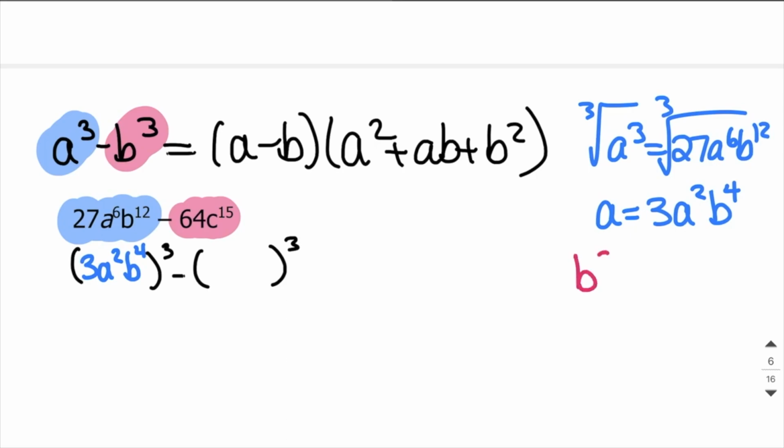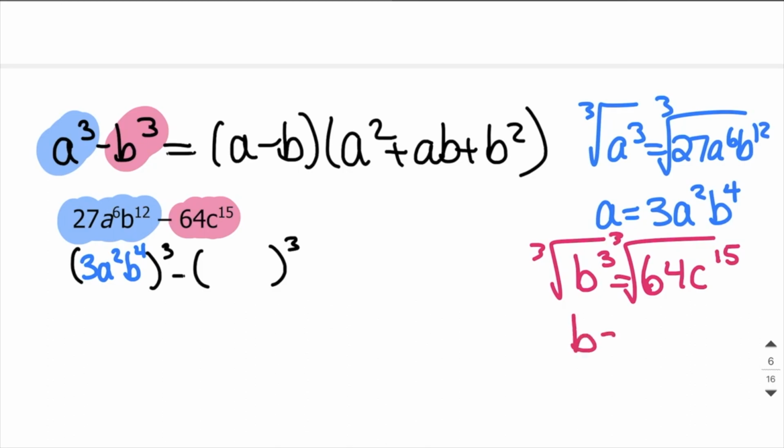So here I'm going to say b cubed is equal to 64c to the power of 15. I'm going to cube root both sides to calculate what this is, so I get b equals the cube root of 64, which is 4, because 4 times 4 times 4 is 64, and then I get c to the power of 5, because 15 divided by 3 is 5. So this right here is 4c to the power of 5.